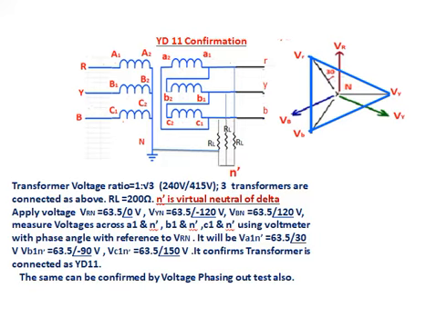B1 N dash, C1 N dash using a voltmeter with the phase angle with reference to VRN, that is the HV side RN voltage. It will be VA1 N dash equal to 63.5 angle 30, VB1 N dash equal to 63.5 angle minus 90 volt, VC1 N dash equal to 63.5 angle 150 volt. It confirms the transformer is connected as YD11. That is, VRN voltage of LV side is leading VRN voltage of HV side.